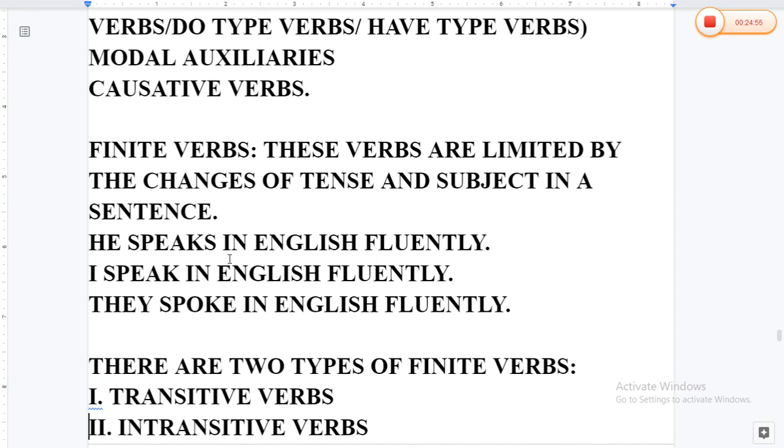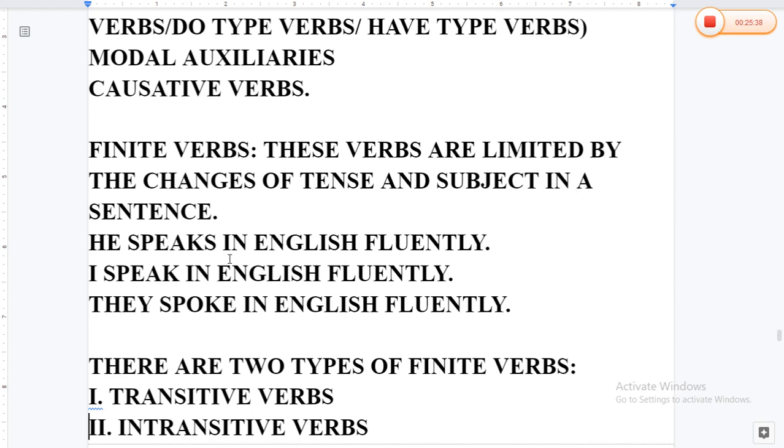So we have seen some examples here. He speaks in English fluently, and I change the pronoun. I speak in English fluently. Then you see the difference between speaks and speak. With he we added s, and with I we don't add. We remove the s from speak. And when we change the tense into past, we change the form of the verb. They spoke in English. So the verbs that change with the tense change and pronoun change are called finite verbs. Is it clear? Can you define the verb? What are finite verbs?